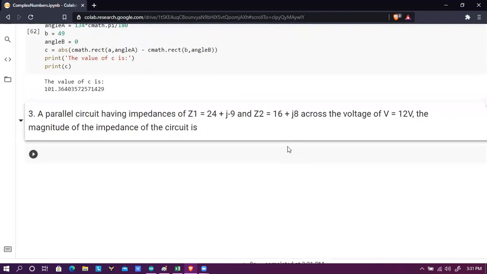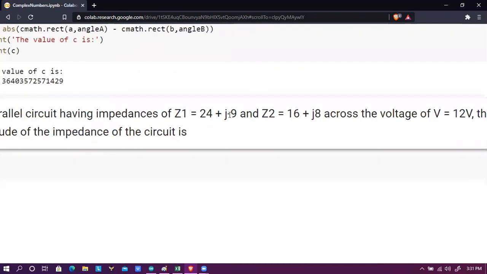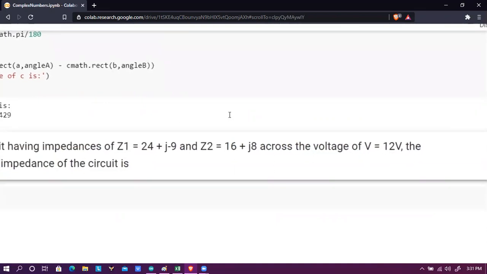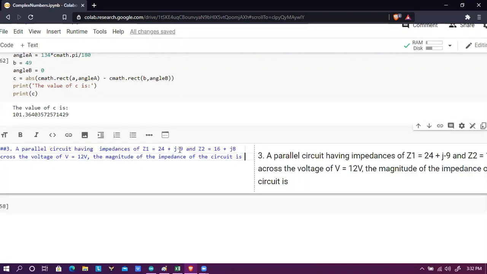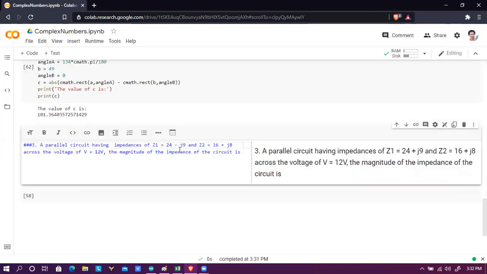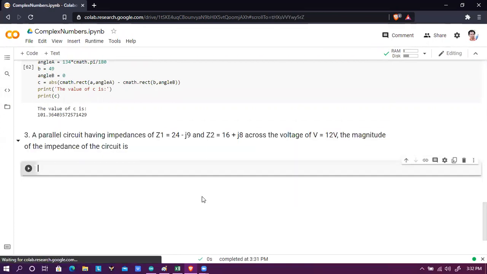All right, now let's have this one. Let's say I have a parallel circuit having impedances of Z1 and Z2 in parallel across 12 volts. We have Z1 equal to 24 minus J9. Let me correct this one: minus J9, and Z2 is 6 plus J8.